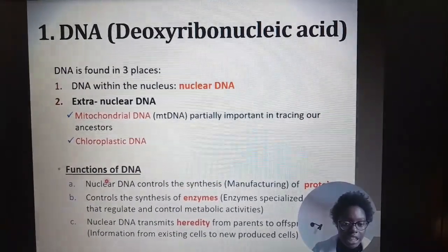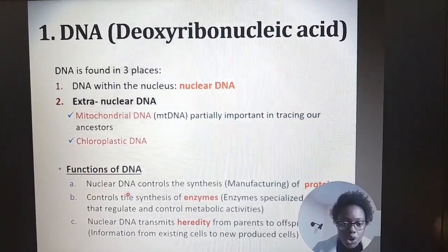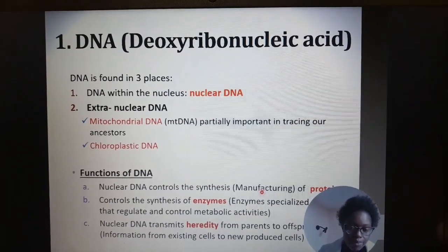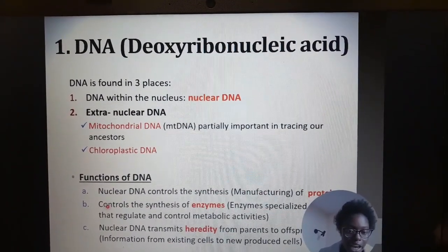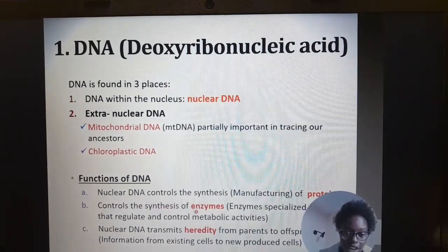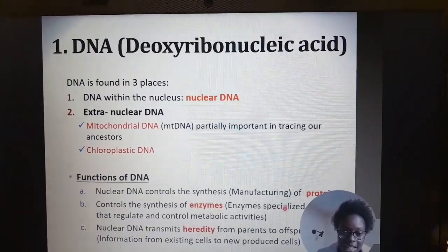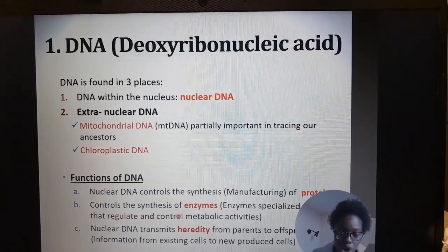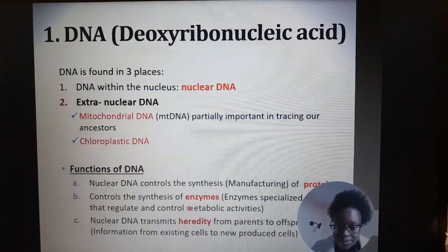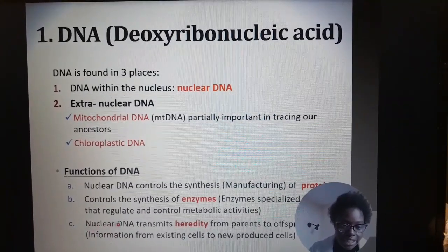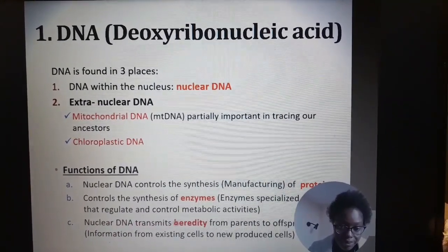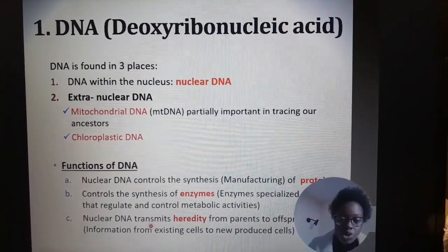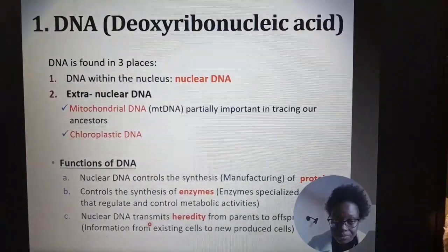We have functions of DNA. Nuclear DNA controls the synthesis or manufacturing of proteins. DNA controls the synthesis of enzymes, specialized proteins that regulate and control metabolic activities. Nuclear DNA transmits heredity from parents to offspring, which means information from existing cells to newly produced cells.